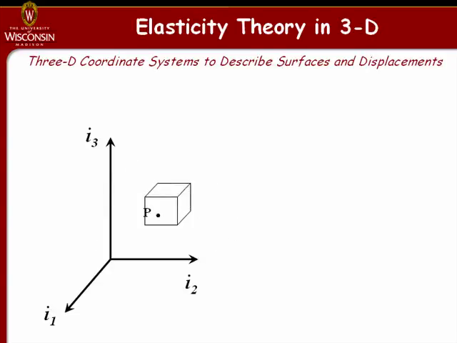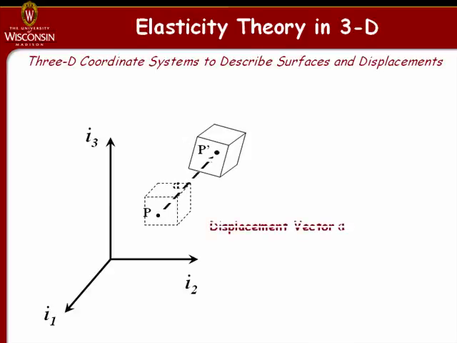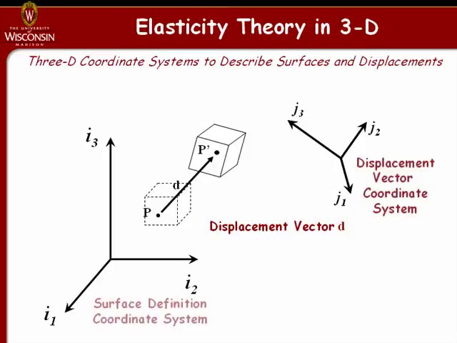We're interested in displacements, so let's think about a point on one of those surfaces and ask, where does that point go when we deform the object? We can describe that with a displacement vector. So just like we did with forces, we use two coordinate systems, one to define surfaces, another to define displacements. But it's a little more complicated than that.